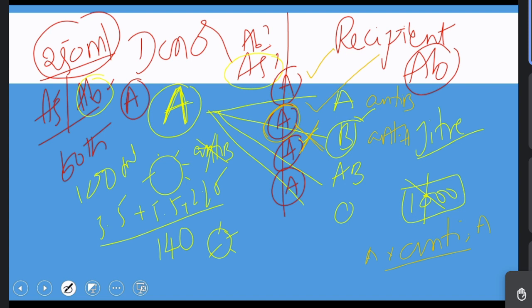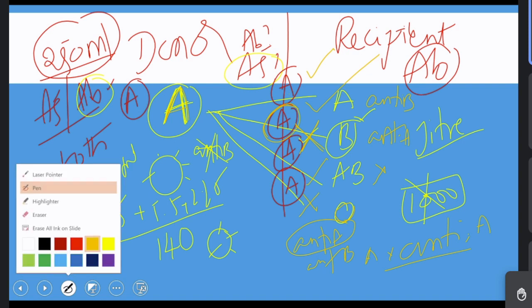And coming to the AB individual, he has no antibodies at all, so I can donate. The O group individual has anti-A and anti-B. That means the blood may get clumped with the antigens that I am donating. So I should not donate blood to this person.